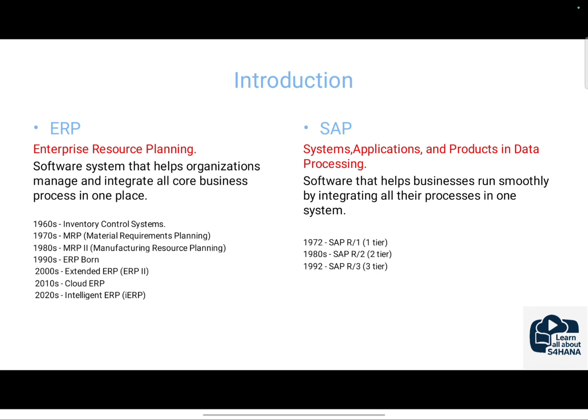So what do one tier, two tier, and three tier mean? In one tier, the presentation, application, and database are all located on a single server. To overcome the problems of one tier, they introduced two tier, where the application and presentation are on one server and the database is on another server. There are also some drawbacks in two tier, so they introduced three tier, which has an individual layer for presentation, application, and database.